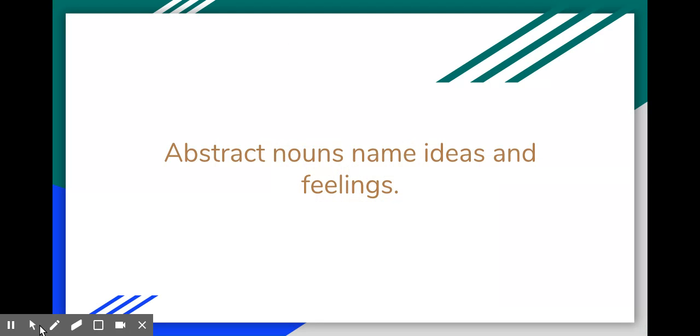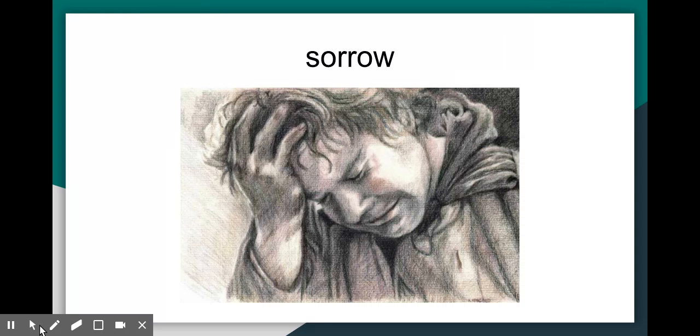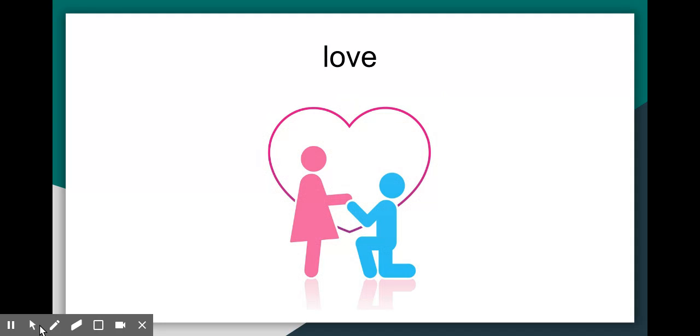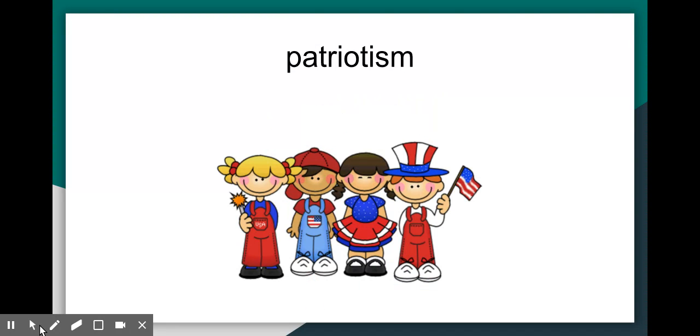Now, abstract nouns name ideas and feelings, and this can get a little tricky for people. We have things like sorrow. We feel sorrow in our hearts, but sorrow can't be physically touched. Same thing with love. Okay, we love our brothers or sisters or our parents, but that's not something that we can physically touch. Patriotism, being proud of both the country that you live in and the country that you come from. Showing that patriotism. It's not a proper noun, okay, but it is definitely abstract.